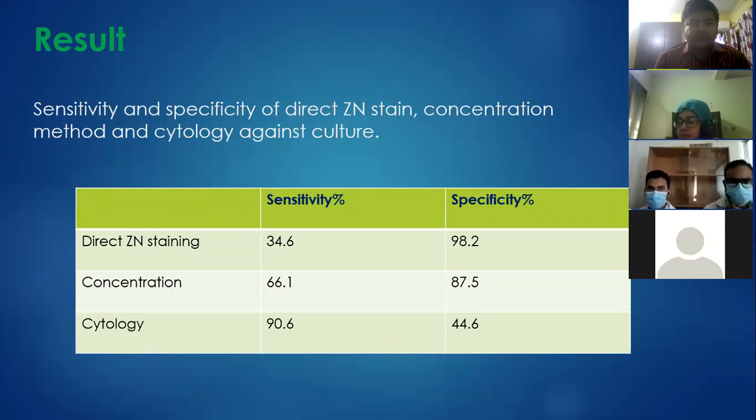Here comes the result of the concentration method. The sensitivity and specificity of the direct ZN stain, concentration method and cytology against culture. On direct ZN staining, we got a sensitivity of about 34.6%, whereas the specificity was about 98.2%. By the concentration method, we got a sensitivity of about 66.1%, whereas the specificity was about 87.5%. And in cytology, we received 90.6% sensitivity, whereas the specificity was 44.6%.